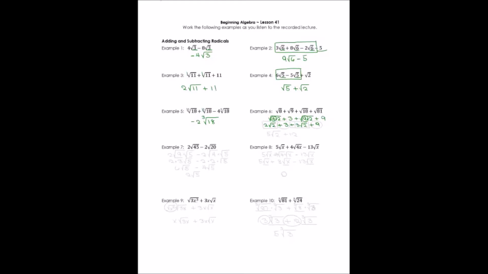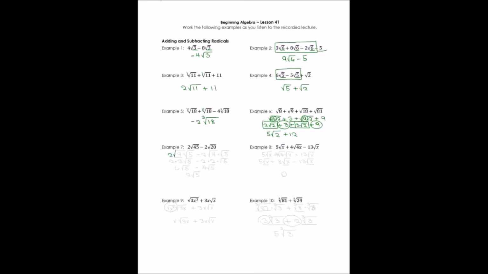Now, where are terms that I can combine? Well, I've got 2 times the square root of 2 plus 3 times the square root of 2. That gives me 5 times the square root of 2. And then I've got a 3 and a 9. That will give me 12. So I've simplified all of those down to 5 times the square root of 2 plus 12. Example number 7 looks like I'm going to have to do some more factoring. I'm looking for perfect squares that are inside the number 45.